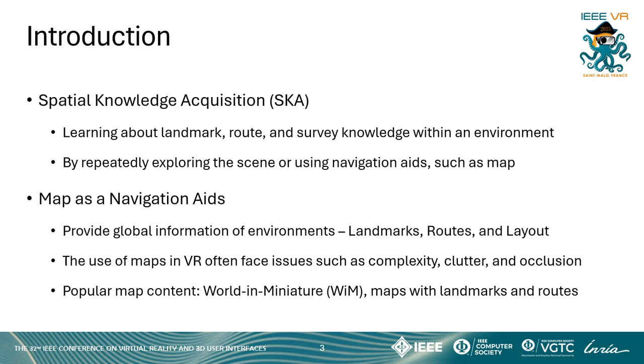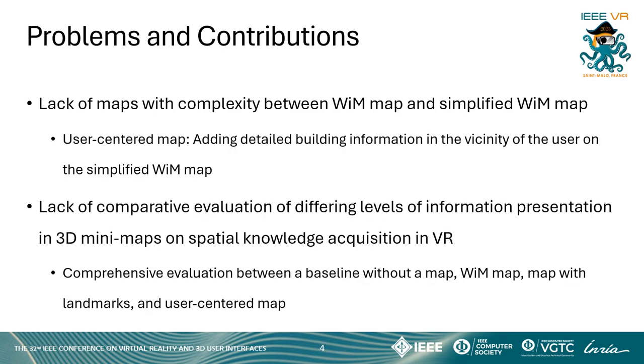Common types of map content include world-in-miniature maps and maps with landmarks and routes. Our research found that there is a lack of maps that strike a balance between the complexity of the world-in-miniature map and the simplified world-in-miniature map. To address this, we proposed user-centered maps, which enhance the user's vicinity by incorporating detailed building information.